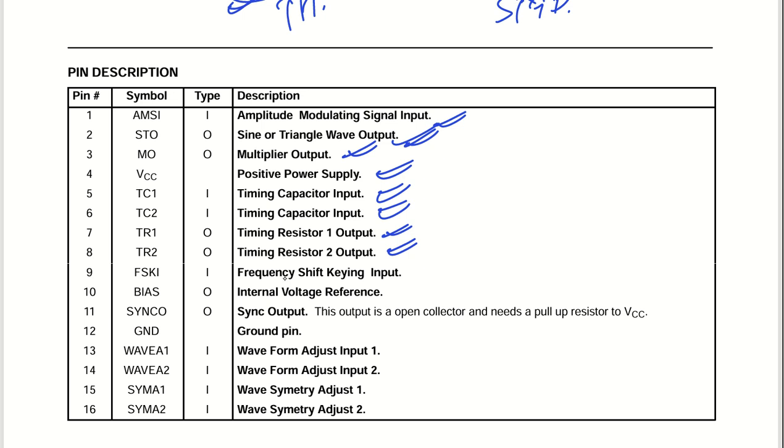We have the frequency shift keying input, and we have the internal voltage reference, which will be at bias voltage. We have the sync output, that is the synchronized output. This output is open collector and needs a pull-up resistor to VCC. And we have waveform adjustment input 1, then waveform adjustment input 2, and wave symmetry adjust 1 and adjust 2. So this is how the pin configuration is set.